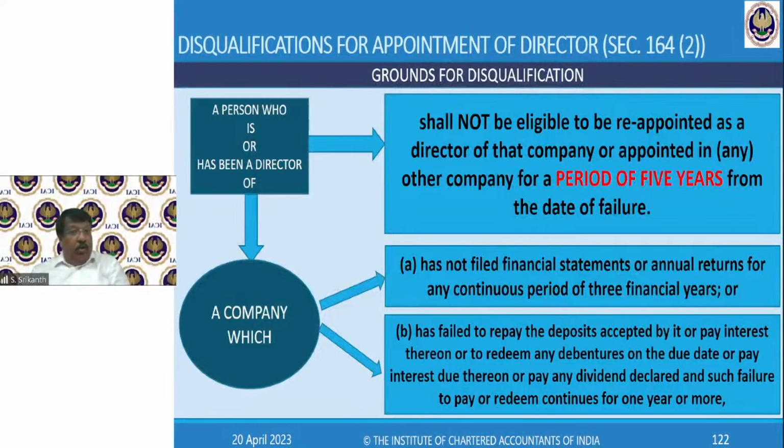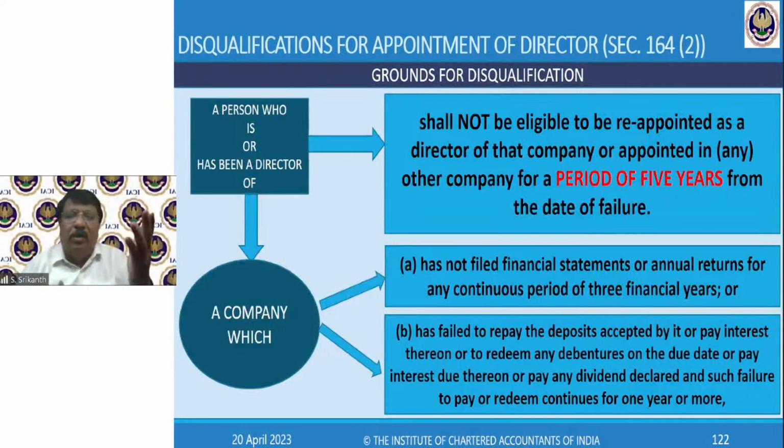You file for 22, but 19 filed, 20 not filed. Now, 19 filed, 20 filed, 21 not filed, 22 filed. In between there is a gap, so a continuous period of 3 financial years is not there. Therefore, that person will not become disqualified. That continuous period is very important, which is why it is easy to overcome this disqualification. Just ensure that you do not file for 2 years, but at least 1 year you file, so a continuous period of 3 years will not be there.